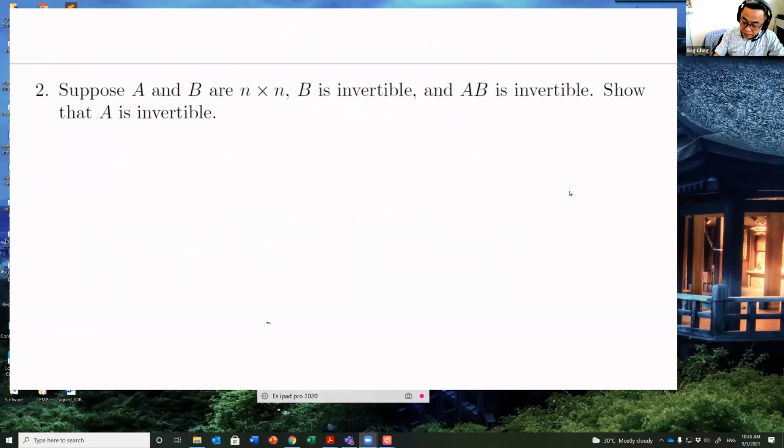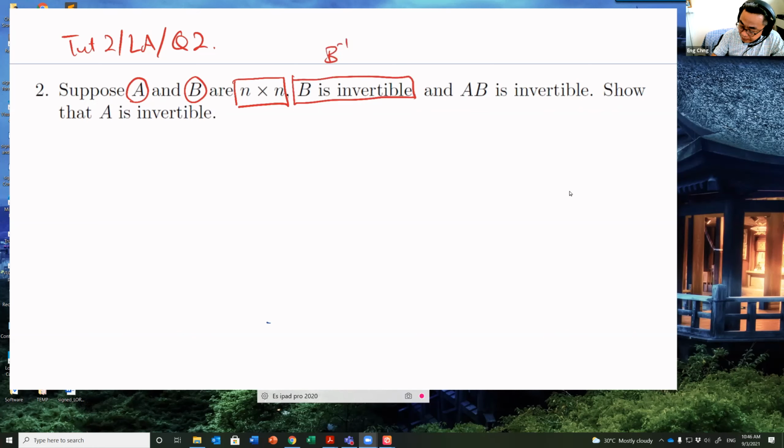Okay, we are back. So now again, we are doing tutorial 2, linear algebra, question 2. And here, the question says that A and B are square. B is invertible, meaning that B minus 1 exists. Now, whenever I tell you B minus 1 exists, of course, B must exist. The inverse exists, its inverse also exists, okay?